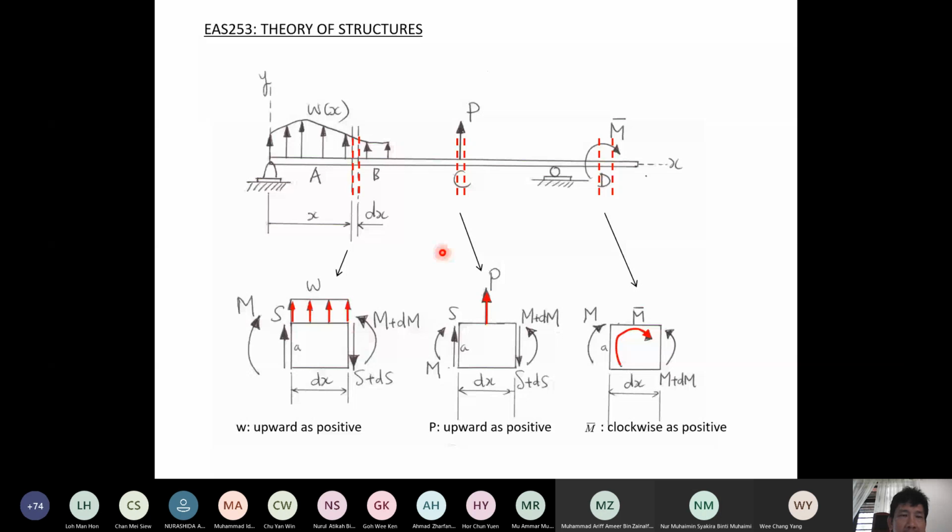This free body diagram is cut from a small portion where the distributed load is acting. This free body diagram is cut just to the left and just to the right, a very small portion where the point load is acting. And the third free body diagram is a small section cut just to the left and just to the right of where this concentrated moment is acting. To differentiate this moment from the bending moment, we put a bar above it to represent that this is an applied moment. This is not the internal moment. This is the applied moment here. Okay.